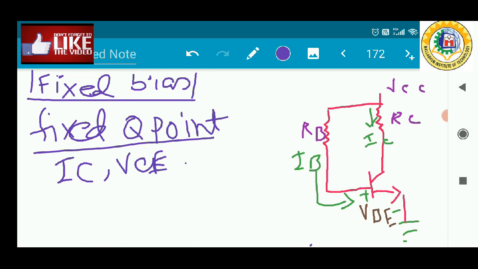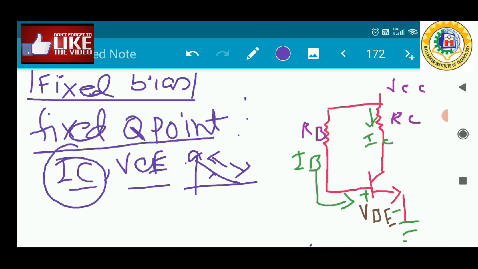Now if IC and VC change, the Q point will be shifted along the load line. If the Q point is shifted towards saturation, some portion of the output waveform will be clipped. And if the Q point is moved towards cutoff, then some of the output current waveform IC will be clipped up. That we do not want. So that's why we have to fix the Q point. That is the requirement of the biasing.